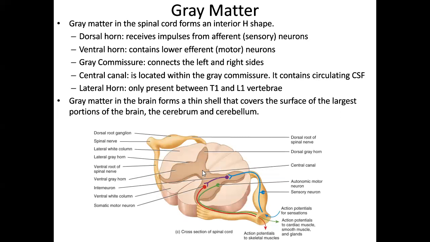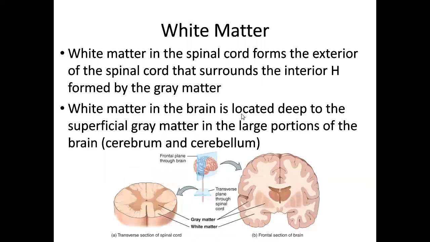Now, that's all the gray matter of the spinal cord. Okay? In our brain, the gray matter forms a very thin shell on the very outside of the two largest parts of our brain, the cerebrum and the cerebellum. Okay. In our picture here on the next page, we show a frontal section of the brain where we can see that thin shell, and this would be in the cerebrum. So we would call this the cerebral cortex. If we were looking at the thin shell of gray matter in the cerebellum, we'd call it the cerebellar cortex.